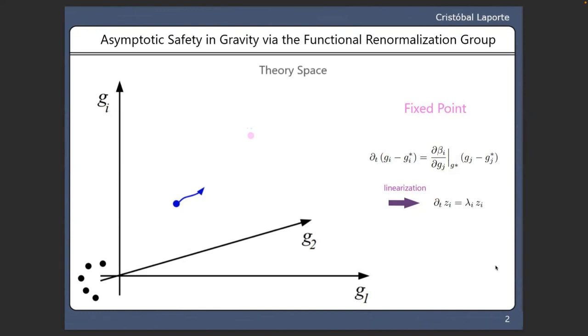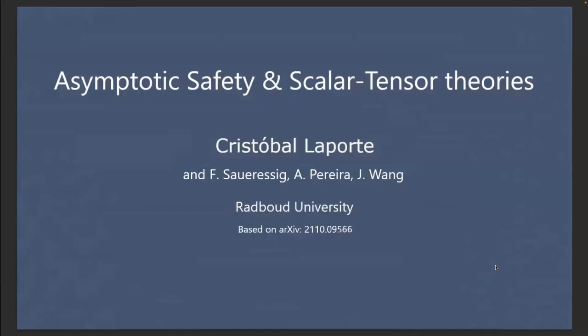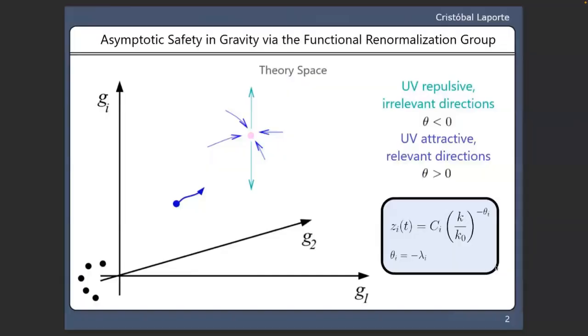This defines the stability matrix, and I will call the critical exponents minus the eigenvalues of this stability matrix. And these C's here measure the distance between one point in this space and the fixed point. So when C increases, you are running away from the fixed point, and when C decreases, you are approaching the fixed point. And now, if the critical exponents, minus the eigenvalues of this stability matrix, are negative, I will call them irrelevant directions.